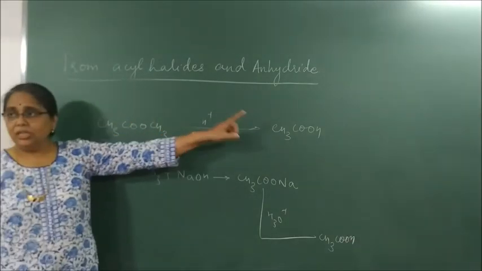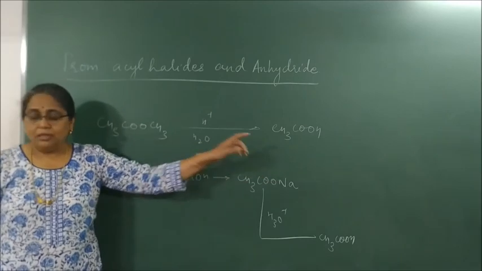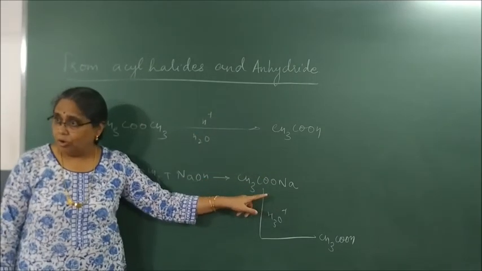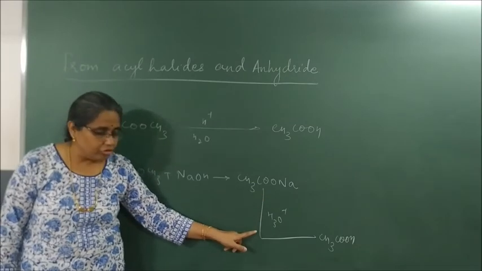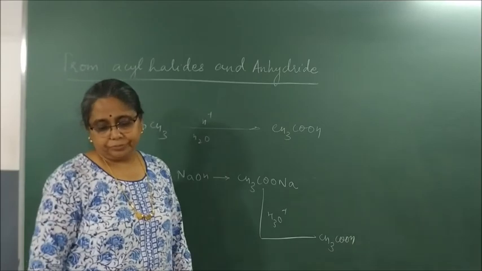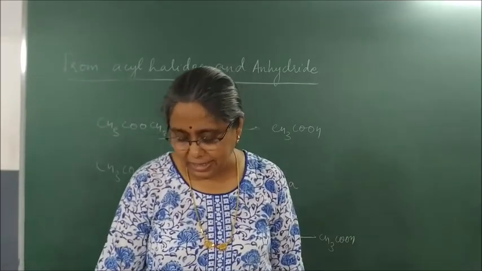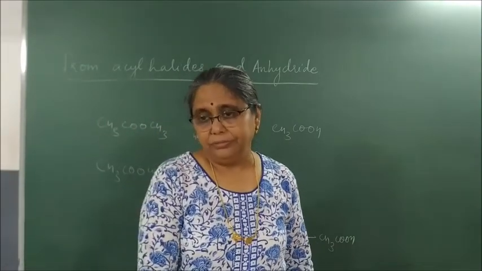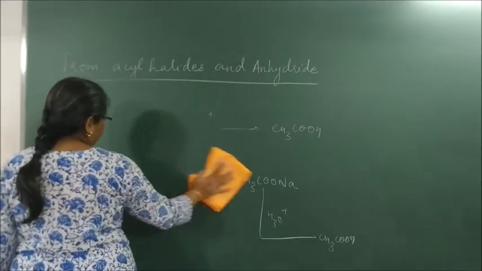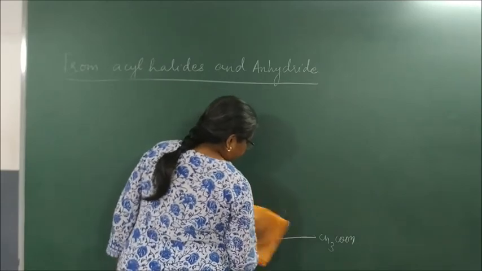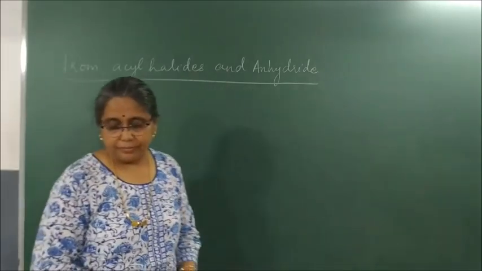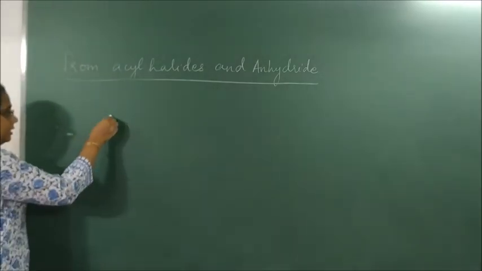Look at it now. Acidic hydrolysis directly gives acid. Alkaline hydrolysis gives a sodium salt, which on acidification gives the acid. Please write. Acidic hydrolysis of an ester gives acid directly. Fine. Write the equation.